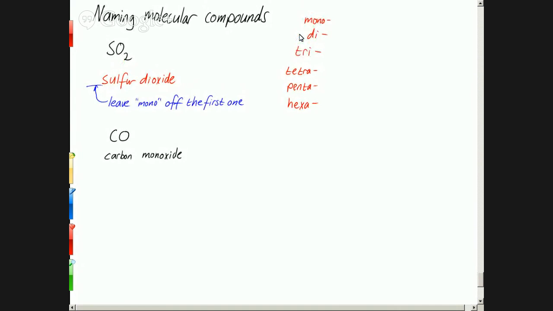So these are a little bit more straightforward, especially going from the name to the formula. For instance, this one. Dinitrogen monoxide. So how would you... N2O. N2O. This one also has a common name, which is nitrous oxide. This is our laughing gas.